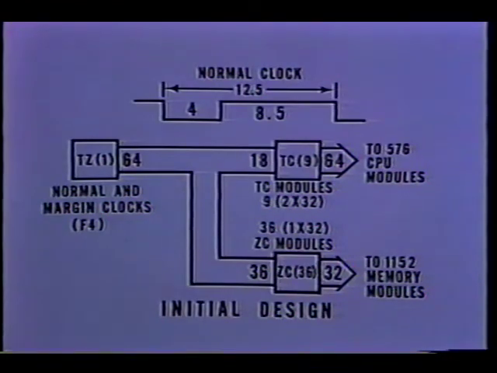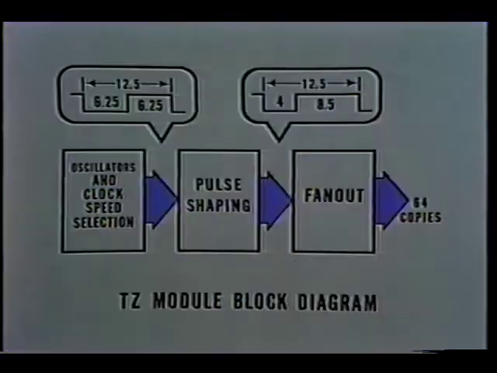Now let's take a closer look at each of the clock modules, starting with those associated with the initial design, TZ, TC, and ZC. Starting with the TZ module, you'll remember it performs three basic functions. They are: select one of 4 delay line oscillators depending upon the position of the speed control switch on the power distribution unit. As shown, the oscillator output is symmetrical. It assumes the normal clock speed was selected.